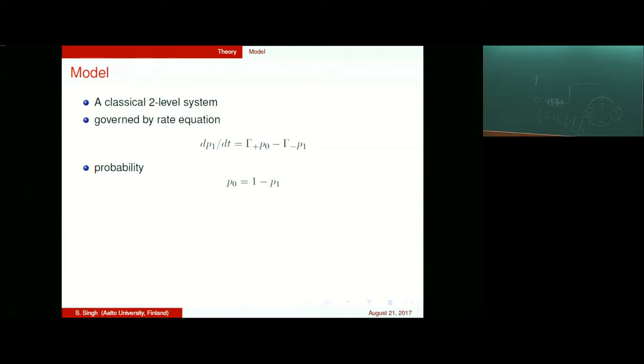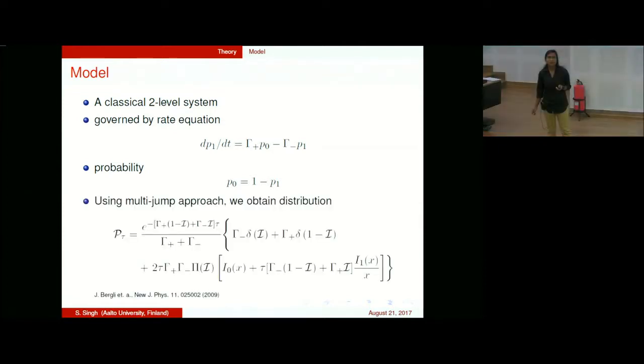After using this model and a multi-jump approach, we obtain this kind of distribution. The derivation is in the supplement of the paper. If you take the regime in which these two rates, gamma plus and gamma minus, are equal, then you recover the equation presented in this article back in 2009. Their system was different from ours, but they observed similar behavior for the state in which both transition rates are almost the same.